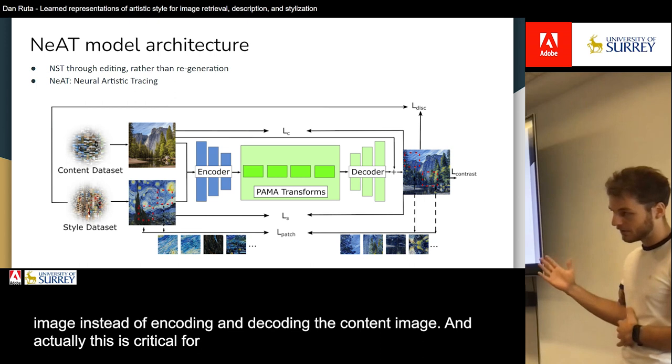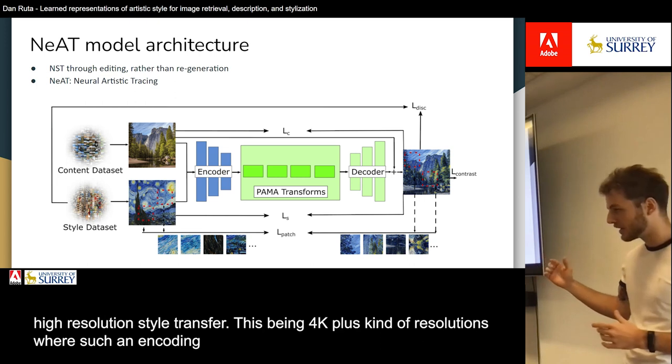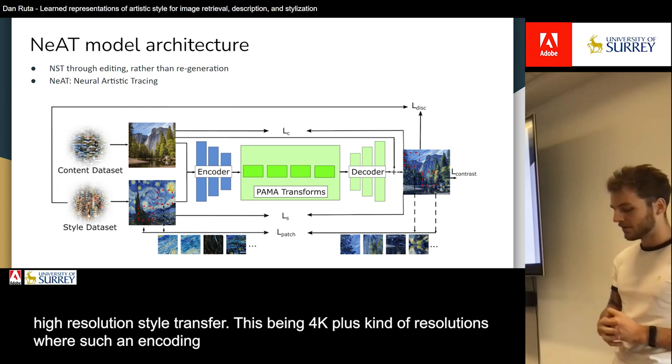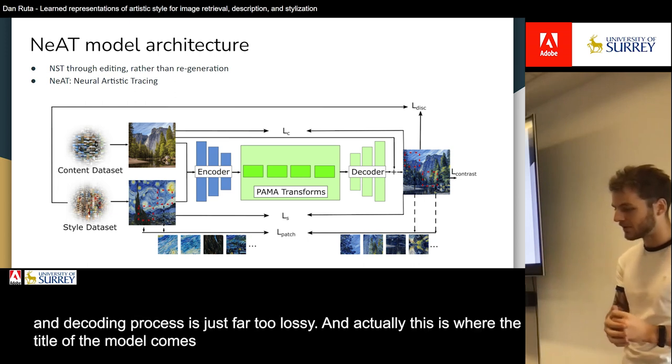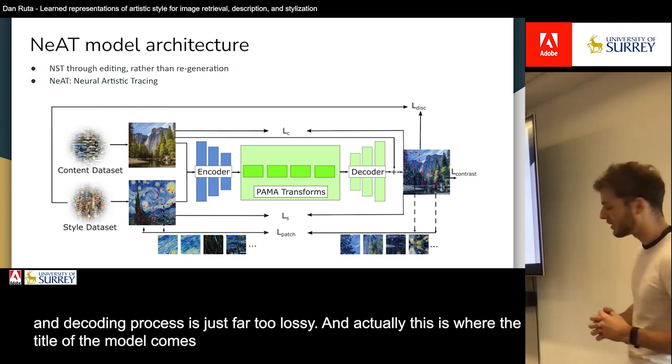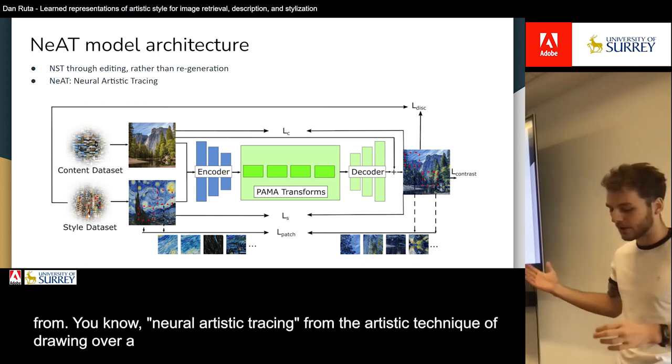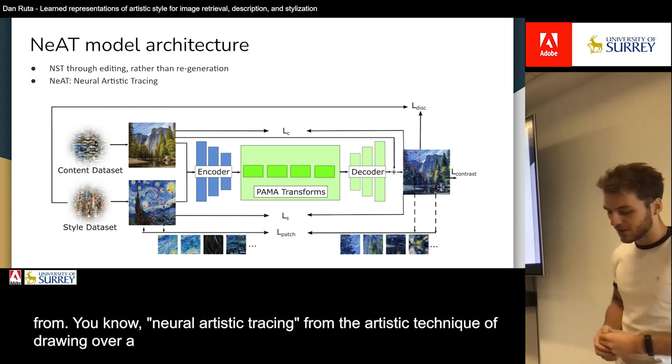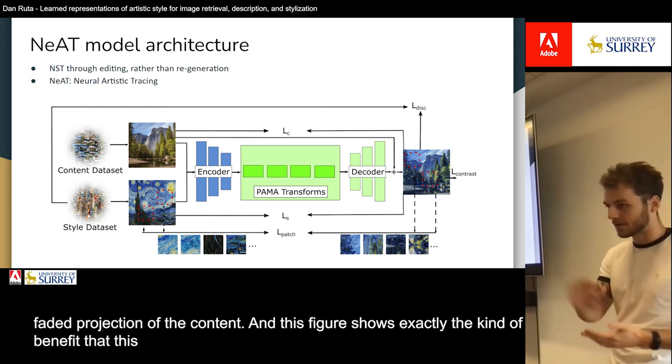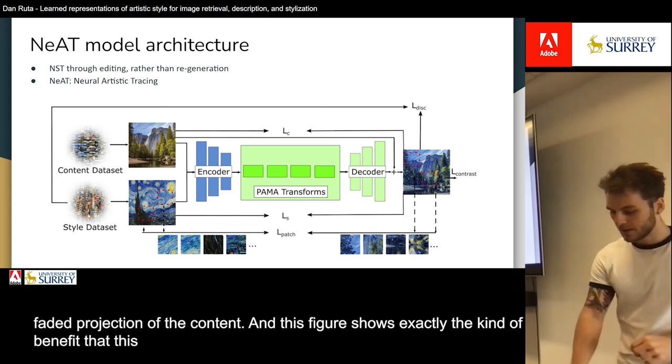And actually, this is critical for high resolution style transfer, this being 4K plus kind of resolutions, where such an encoding and decoding process is just far too lossy. And actually, this is where the title of the model comes from, neural artistic tracing, from the artistic technique of drawing over a faded projection of the content.